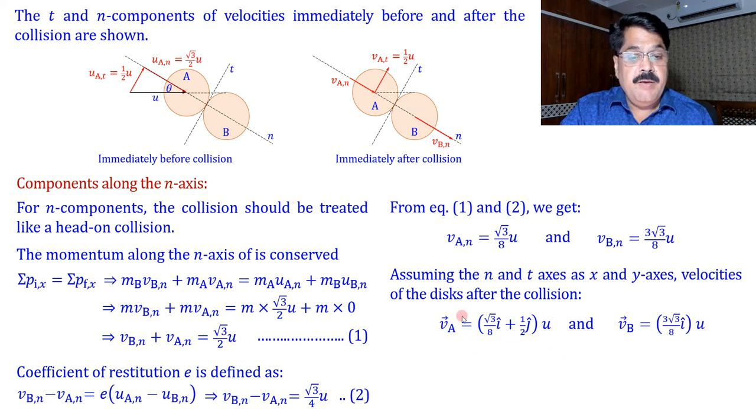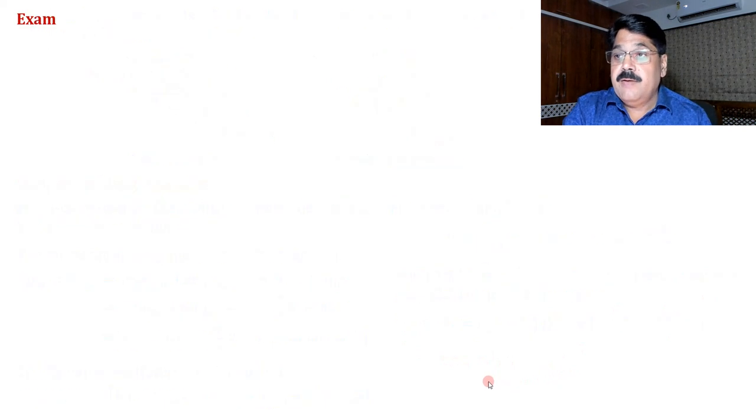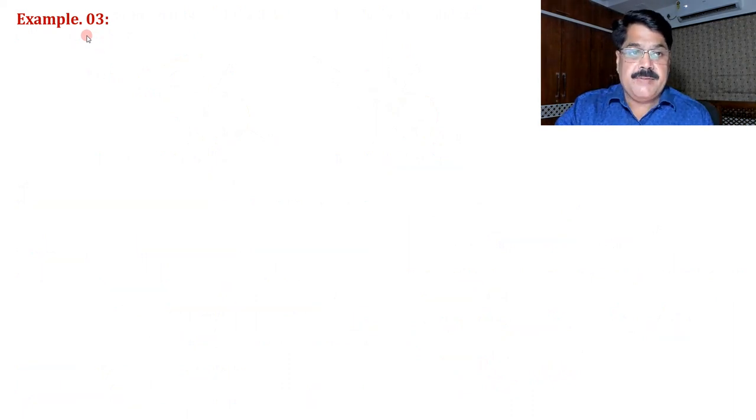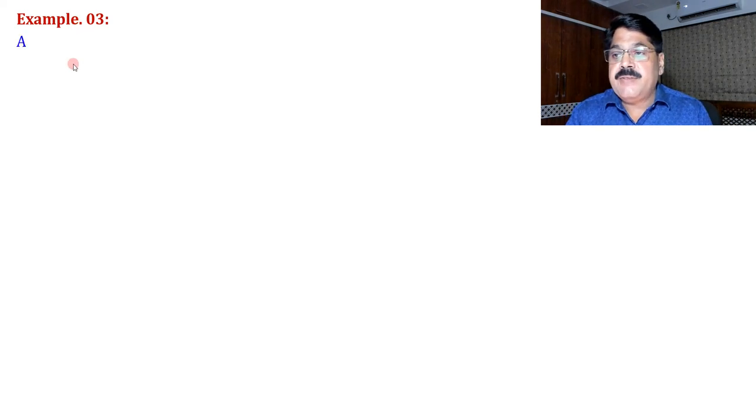So in this way, we have written the velocities as vector components. Here we assume n to be the x-axis and t to be the y-axis. Now let's discuss the next example. In examples 1 and 2, we have had enough practice analyzing a head-on collision. Now let us see example 3.